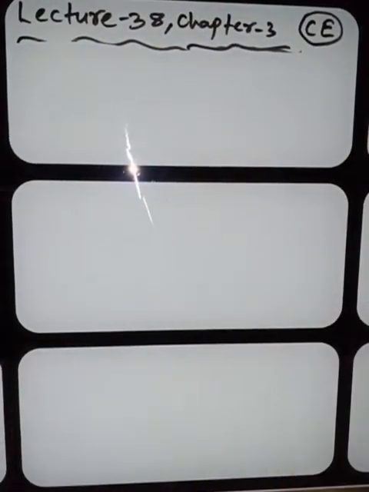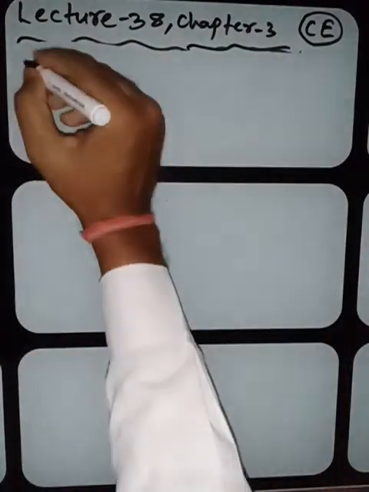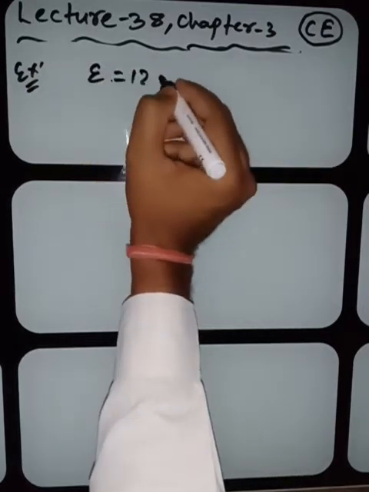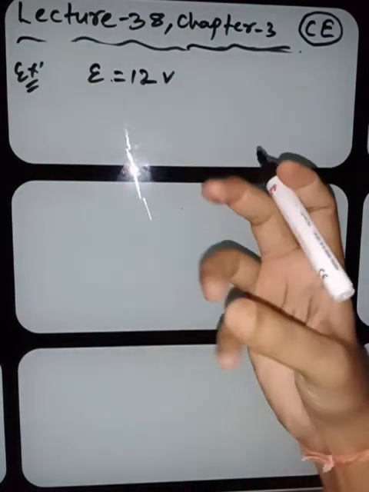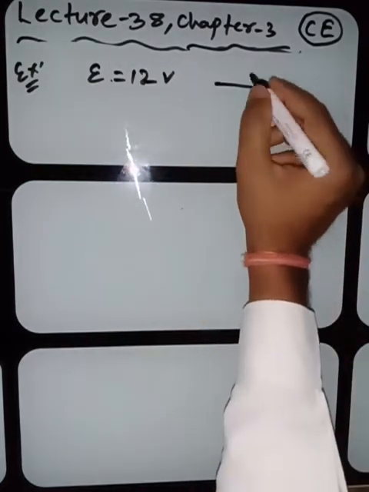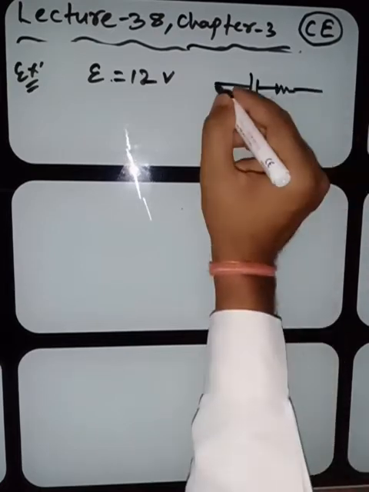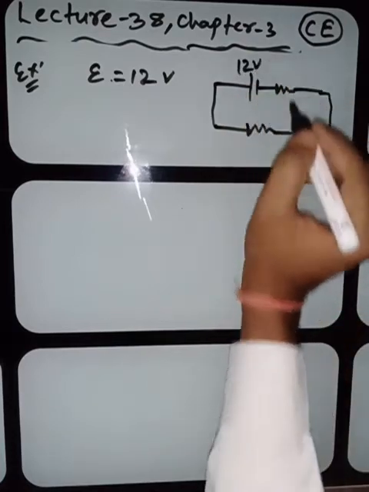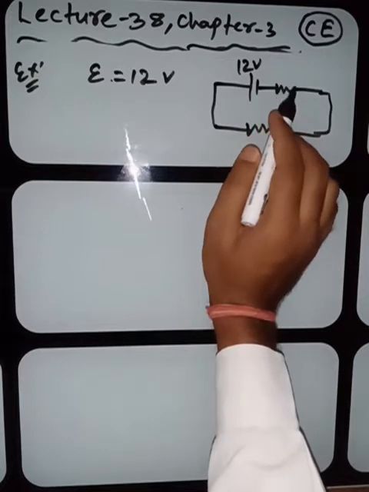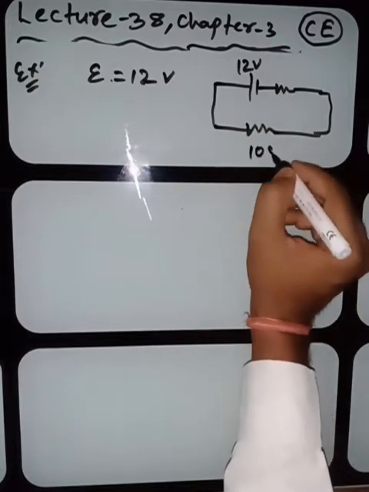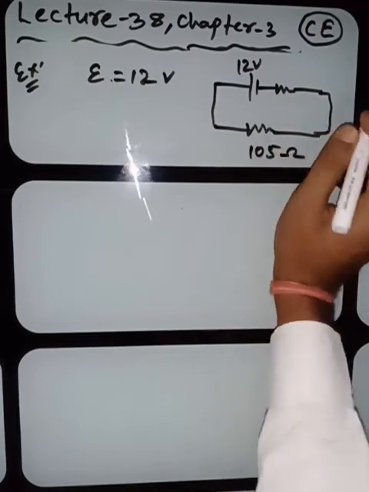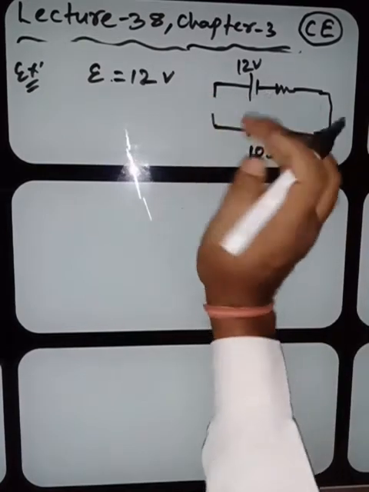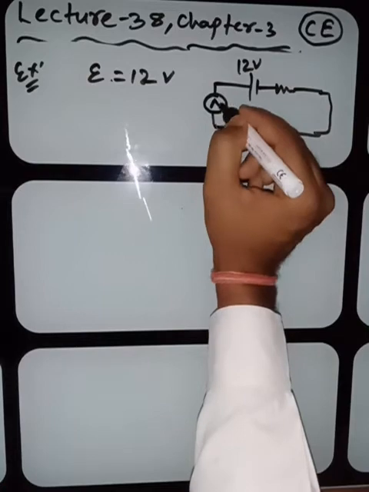A cell of EMF 12 volt. This is the example. Let a cell of EMF 12 volt be connected to a resistor. EMF 12 volt is given. Remember, it is connected to a resistor of 105 ohm. This is the load resistance, that is the high resistance, 105, through an ammeter. One ammeter is also connected, as we know that an ammeter must be connected in series with the circuit. So this is our ammeter.